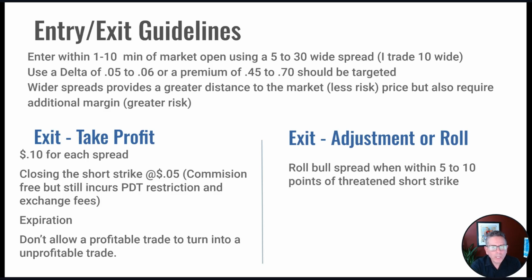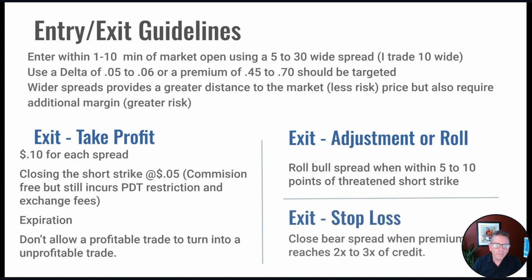Okay, so adjusting a roll. When I roll a position, you want to do it within 5 to 10 points when a trade is threatened. And to close a bear spread, I typically use the premium that reaches 2x or 3x.